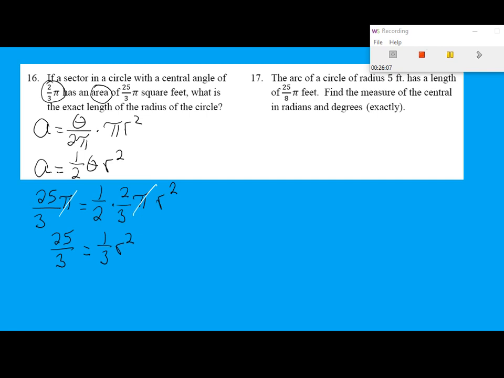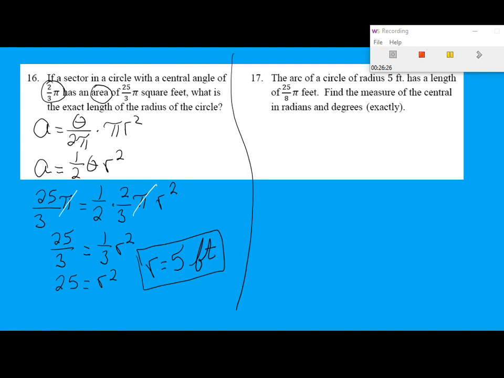We don't like the fractions, so let's multiply both sides by 3. So I've got 25 equal r squared. Square root both sides, so my radius in this case must be 5 feet. So a little bit of algebra in there for you.